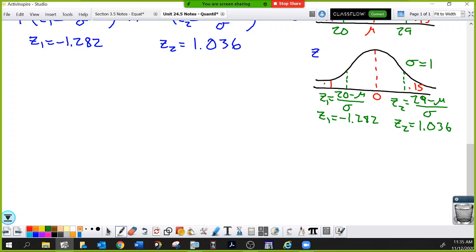Cool. So here's what I know. I know that Z1, which is negative 1.282, can be found by doing 20 minus mu over sigma. So if I were to get rid of the fraction, I can multiply both sides by sigma.